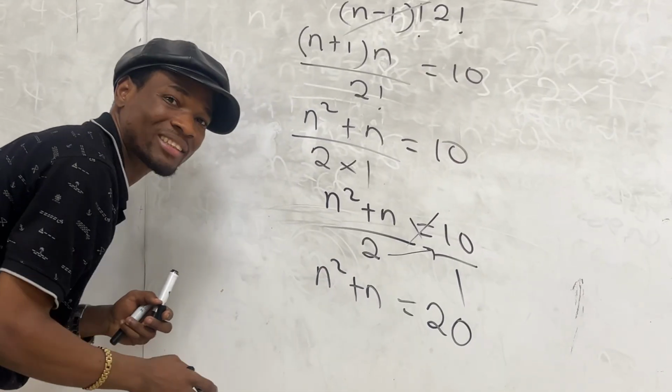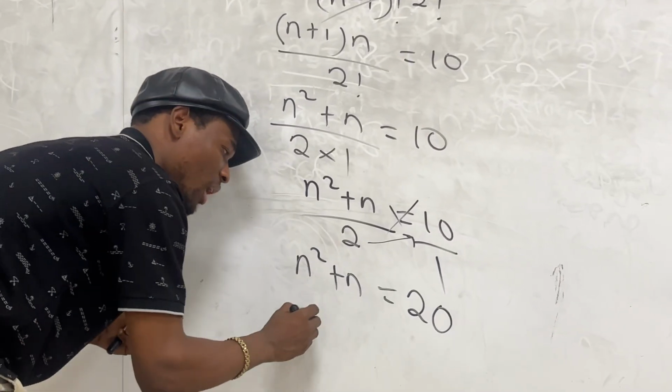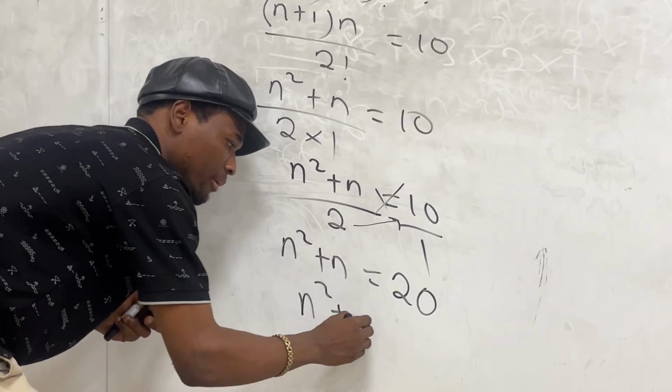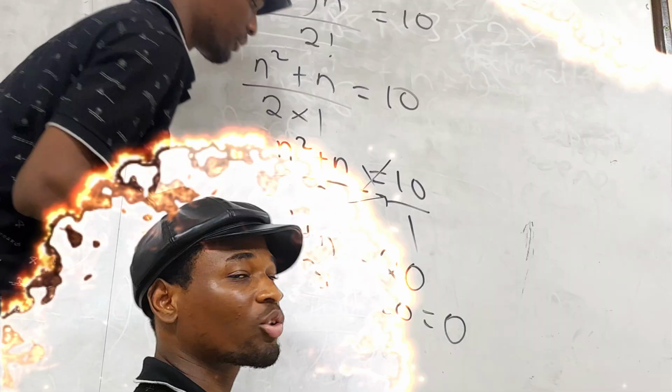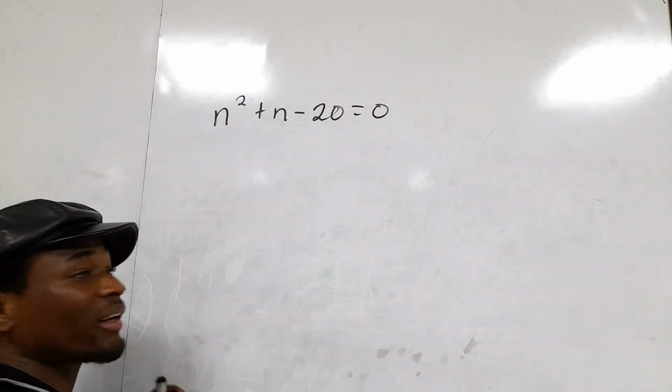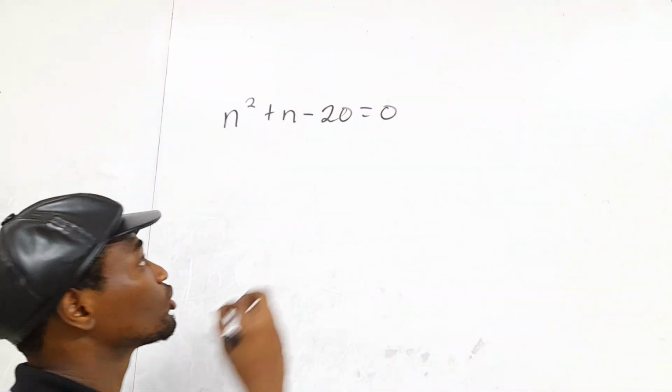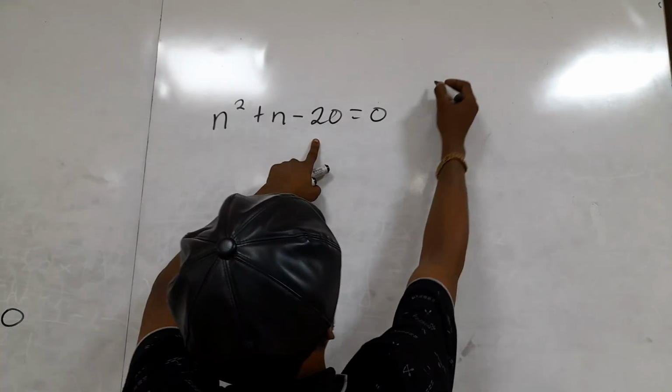So this is a quadratic equation in n. So I have n squared plus n minus 20 is equal to 0. Okay, viewers, so this is what we have, right? This is a quadratic equation in n. So here we have negative 20 over here.